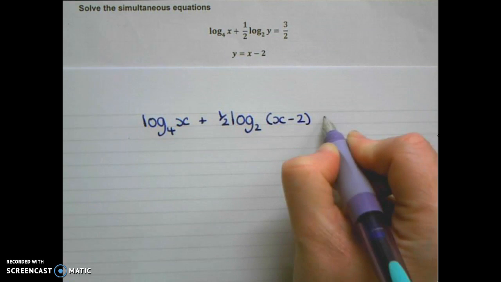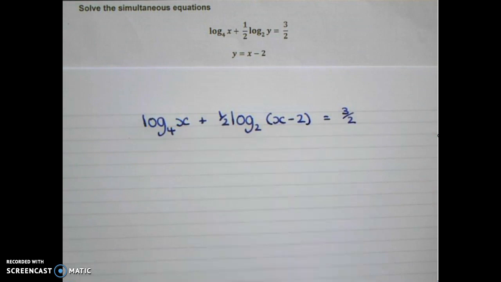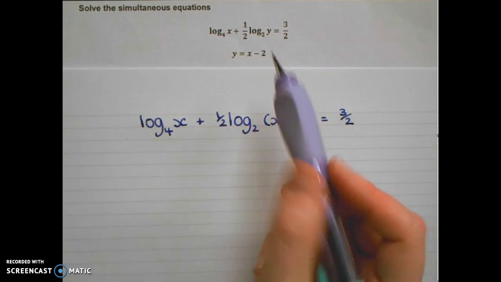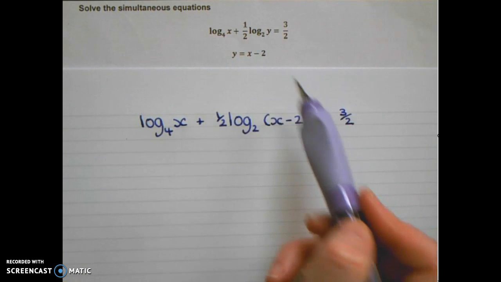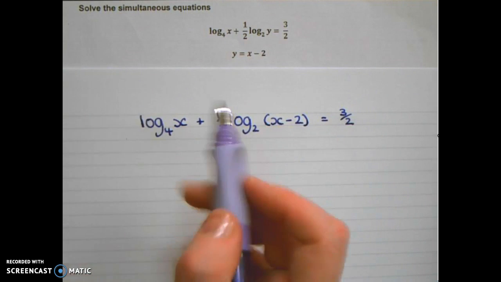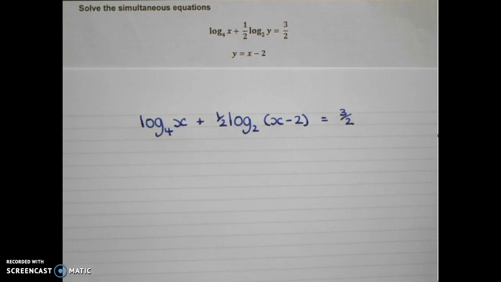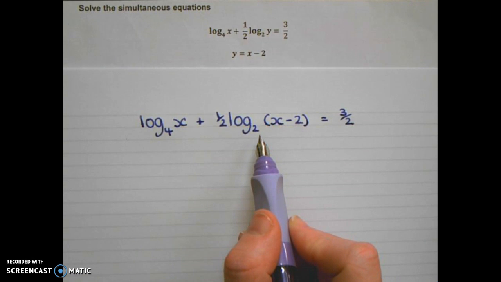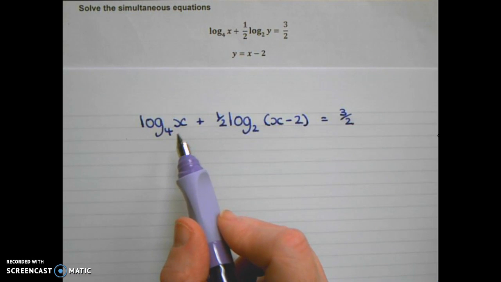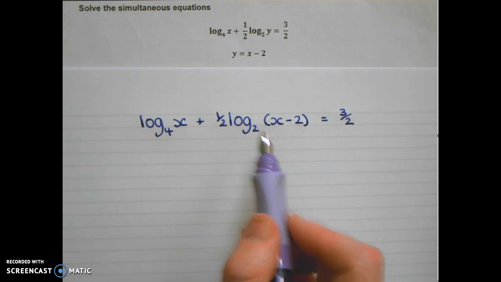x minus 2 equals 3 over 2. So all I've done is change that y to x minus 2 using that second equation. Now I've only got one unknown that I want to solve. I've spotted that this is base 2 and this is base 4. I need to make them both base 2. They need to be the same.